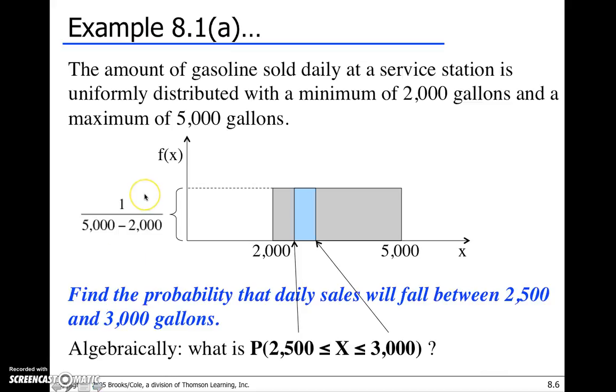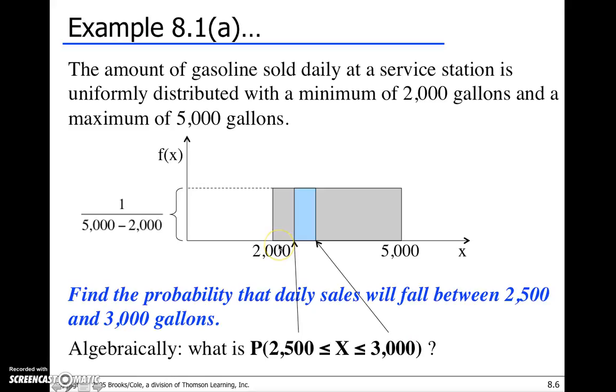Example, the amount of gasoline sold daily at a service station is uniformly distributed with a minimum of 2,000 gallons and a maximum of 5,000 gallons. So a is equal to 2,000, b is equal to 5,000. Find the probability that daily sales will fall between 2,500 and 3,000 gallons. Algebraically, we want to find the probability that x is greater than or equal to 2,500 and less than or equal to 3,000. And we look at the diagram here.